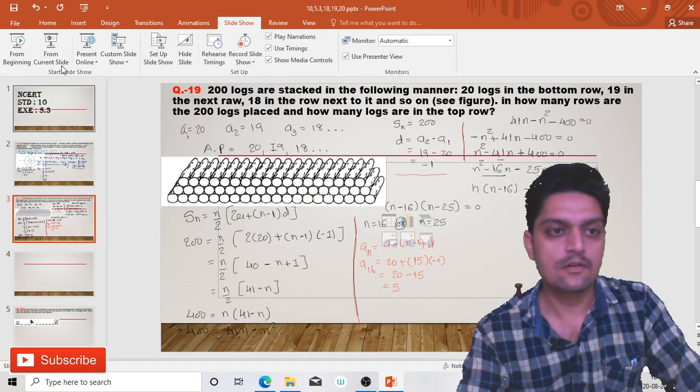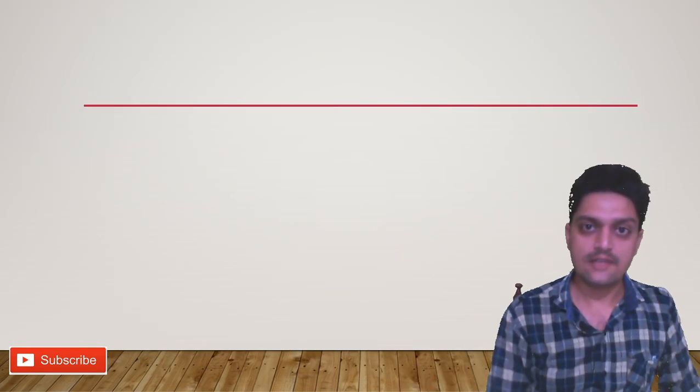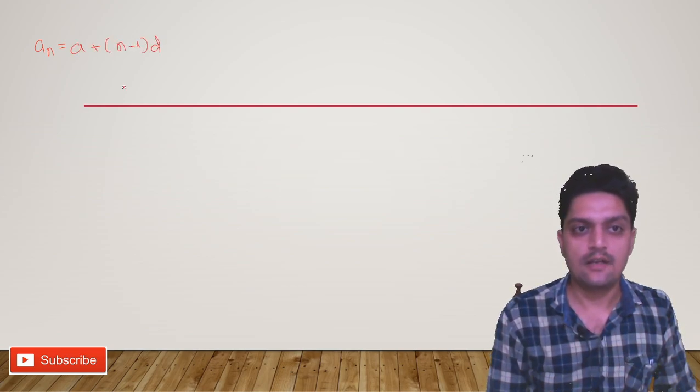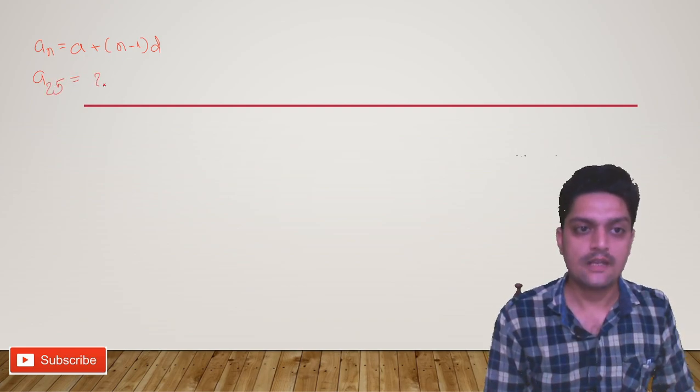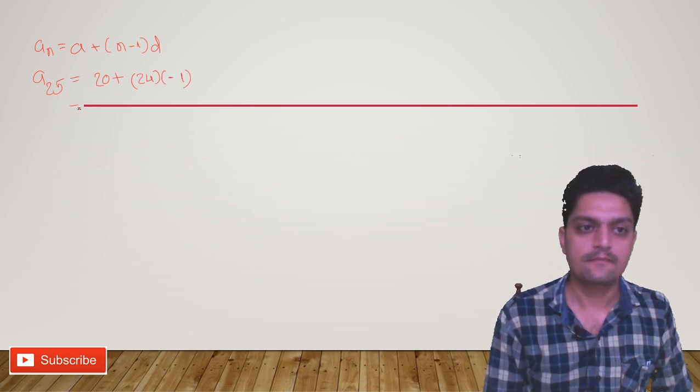So now I will go to the next slide. Now if I use n is equal to 25, again an is equal to a plus n minus 1 into d. a25 is equal to, a is what? That is 20 plus 25 minus 1, 24, into the difference of minus 1. So 20 minus 24, the answer is minus 4.